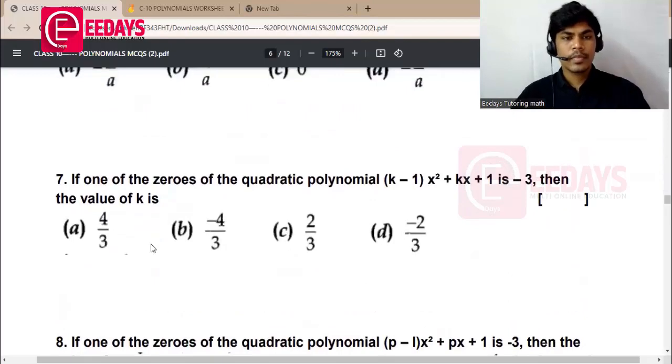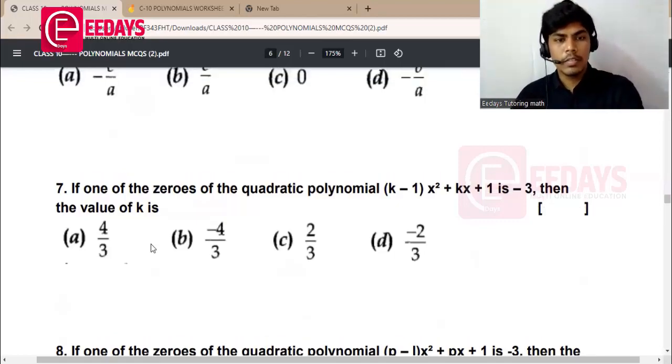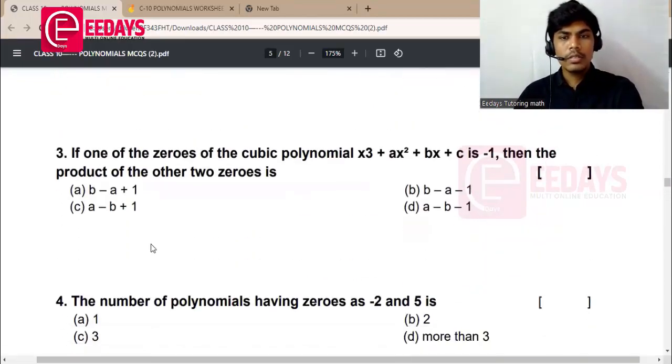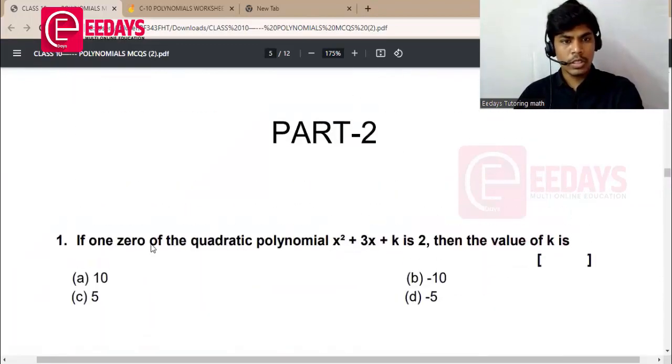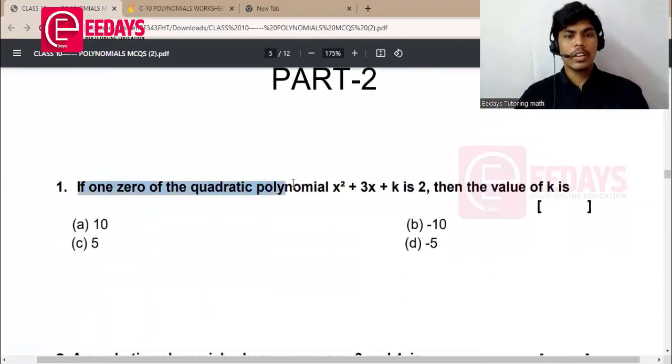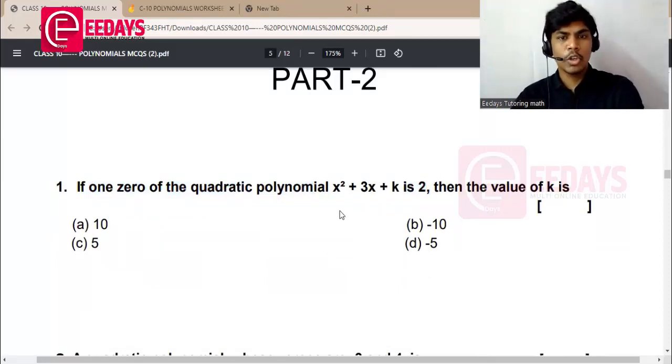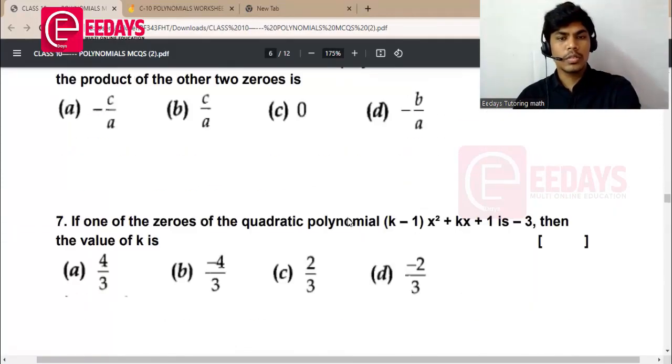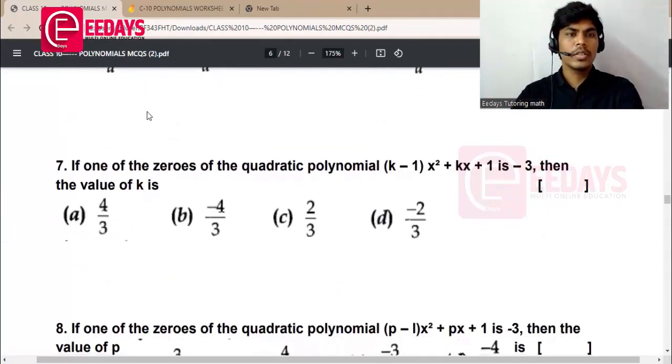Now the seventh question. If one of the zeros of the quadratic polynomial (k minus 1)x square plus kx plus 1 is minus 3, then find the value of k. One of the zeros model we already solved in the first question. If one of the zeros of the quadratic polynomial is 2, we have to take x is equal to 2 and substitute the x value in this equation.